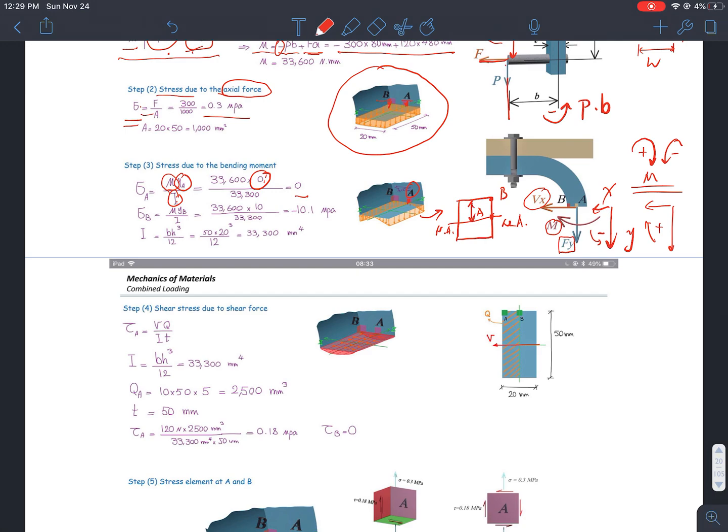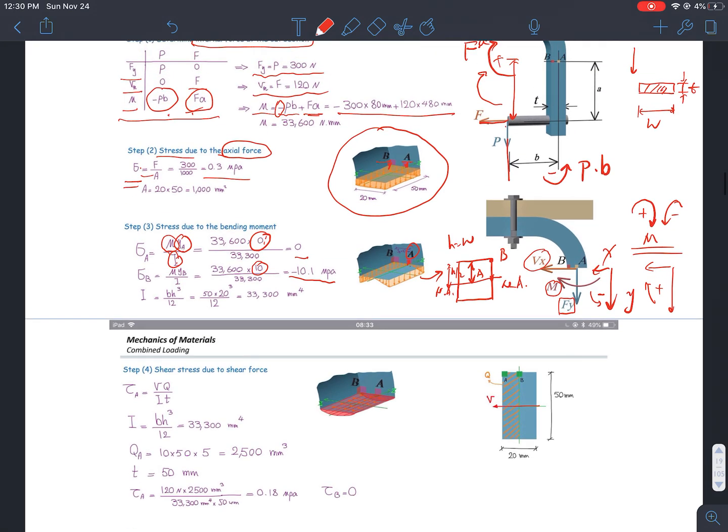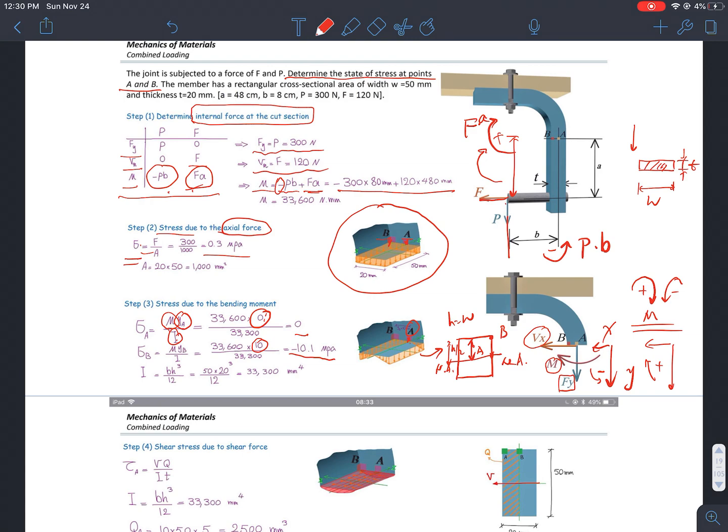But at B, I do have a distance, and that's actually the maximum distance, half of the beam height, or the height of the section. In this case, H equals W, so W divided by 2, which is 10. And this gives me the stresses. And now, since the bending stress is in a negative sign, the bending moment is actually in a positive sign.